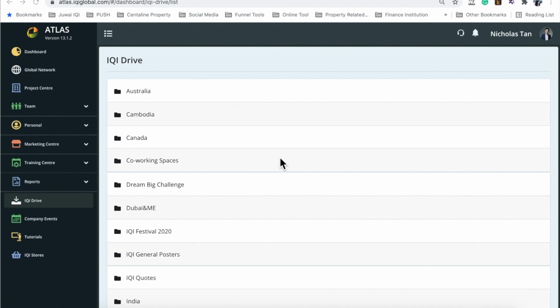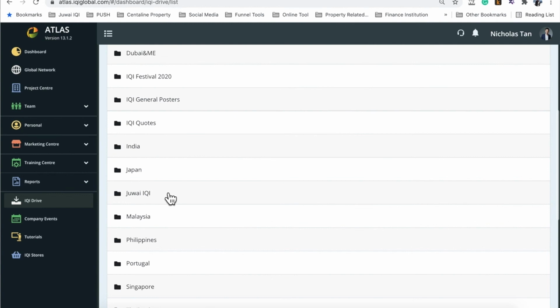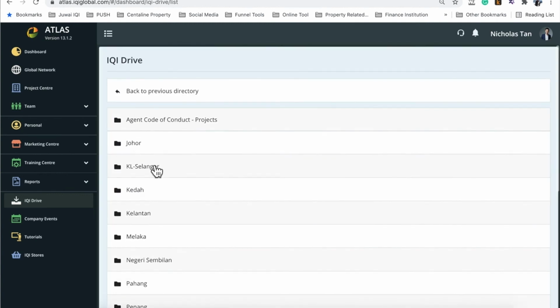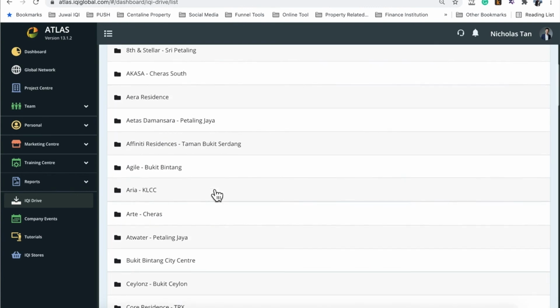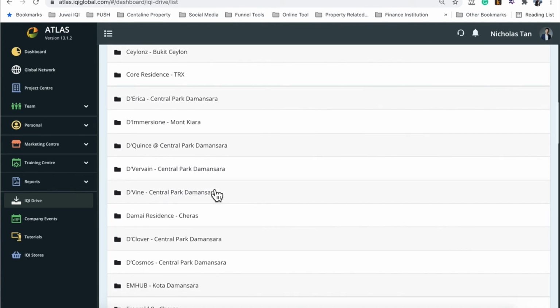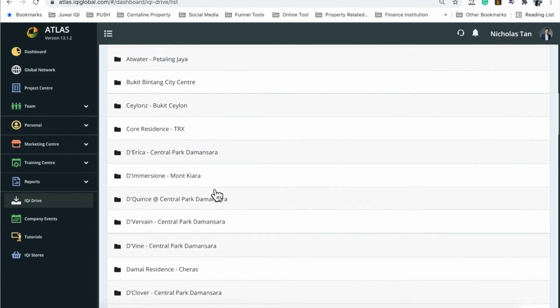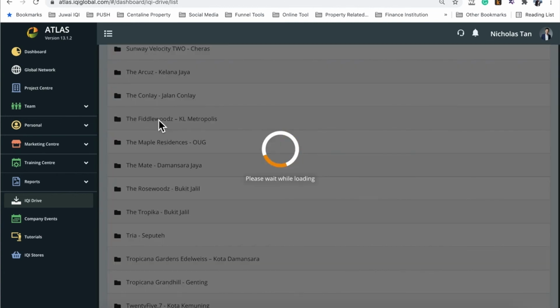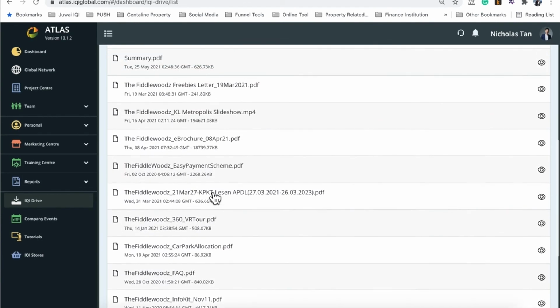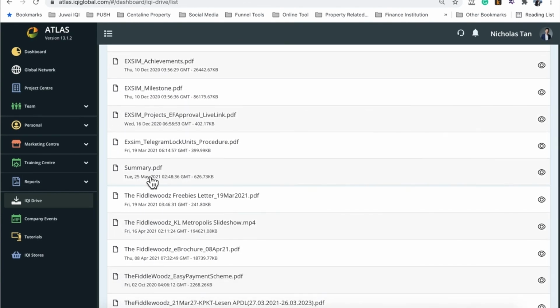Let me show you some example on the summary of our project fact sheet. So if you come to your atlas, you can see IQI Drive here, and you can go to Malaysia and different states. Let's take KL as example. You go into main project, and you just simply find a project that you want to find out. Maybe we will take Feeder Woods. Okay, where's Feeder Woods? When you click into Feeder Woods, you can see usually KL project, especially those main project, we can find summary here.